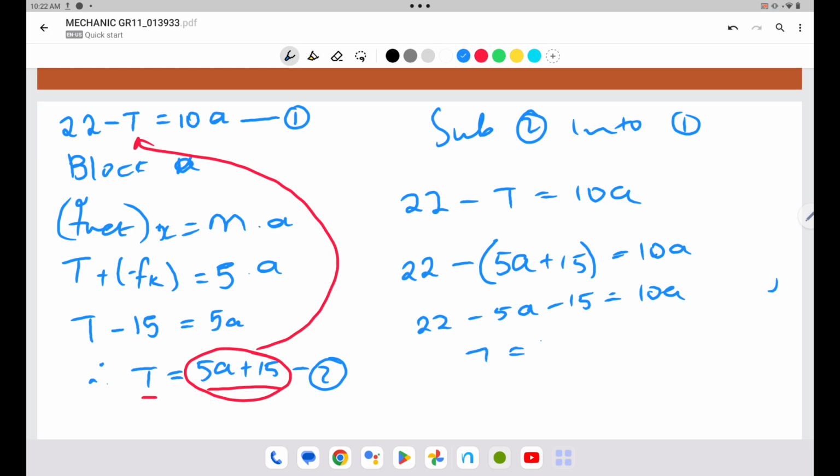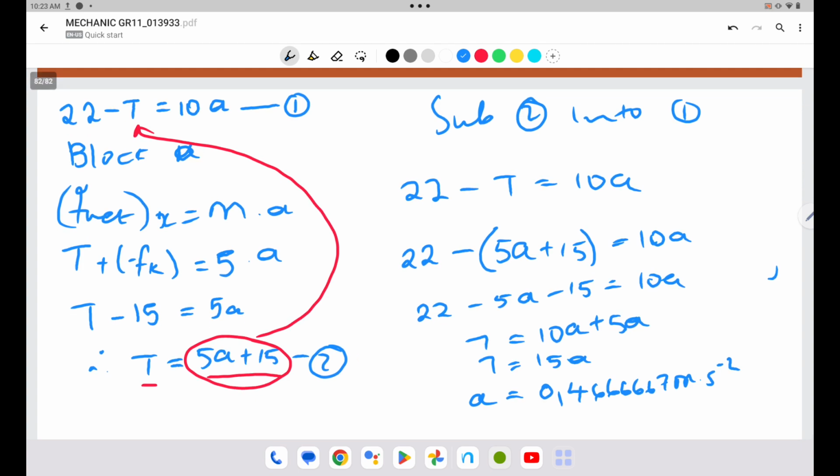I have 7 equals 10a plus 5a. So that is 7 equals 15a. If I divide both sides by 15, 7 divided by 15, I get that the acceleration will be equal to 0.46666... I want to keep as many decimal places as possible. 0.467 meters per second squared. So because my acceleration is positive, it means the assumed direction of motion was correct.